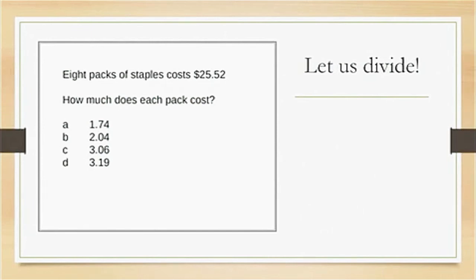So you would have multiplied to get the total cost for the 8. Now that we want to find an individual price, we're going to do the opposite of multiplication, which is division. So we're going to divide 8 into the total cost to give you the cost of 1. And the cost of 1 pack of staples is $3.19.